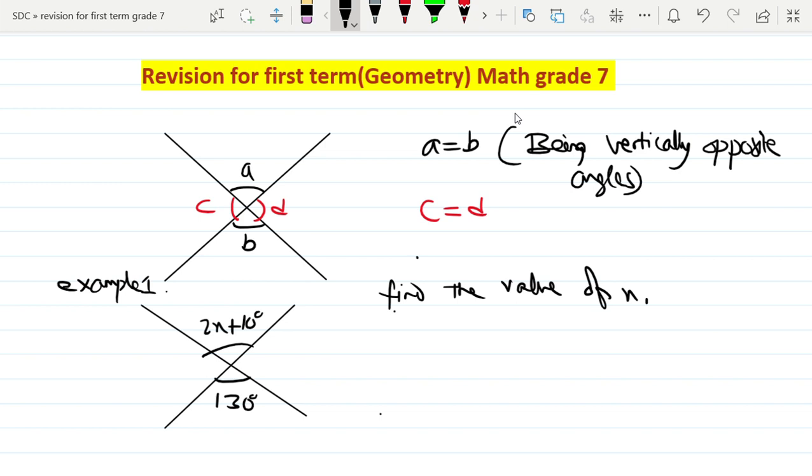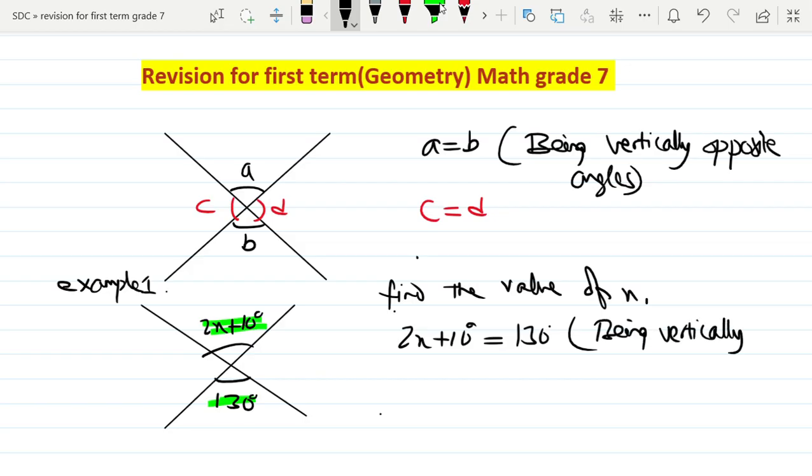What we do here is, these two angles, 2x plus 10 and 130, are formed on opposite sides when these two lines are intersecting. So these are vertically opposite angles. So we say these two angles are equal, 2x plus 10 equals 130. The reason we provide here: being vertically opposite angles.